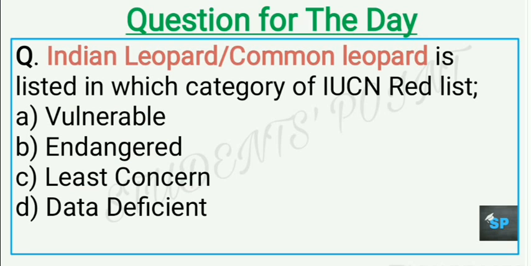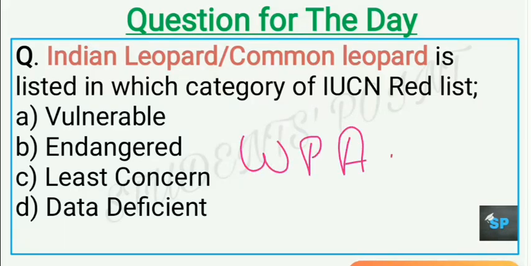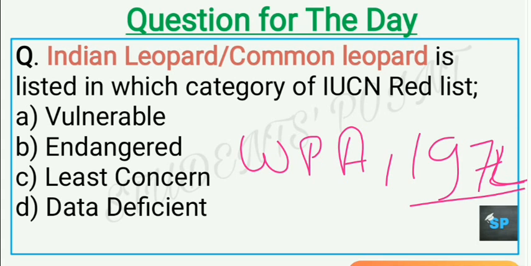So let's begin now. But first we will see a question. Everyone has to try to answer this question. The question is, Indian leopard or common leopard is listed in which category of IUCN Red List? These are the options. Last day we have discussed in detail about Wildlife Protection Act and the category in which this Indian leopard is listed. And this Wildlife Protection Act is passed in the year of 1972. Not in 1976. Last day by mistake I called it 1976, but it is 1972.